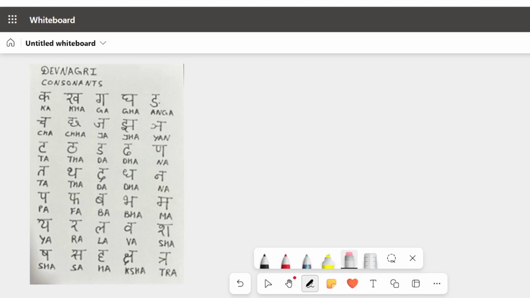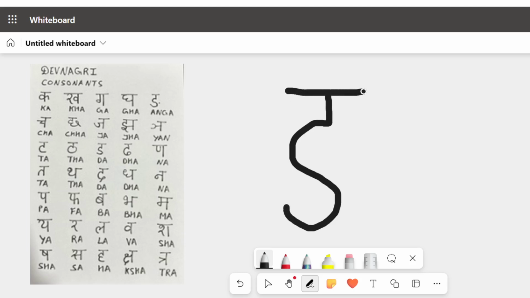The next letter that we have in the row is Da. To write this one, start with a small line, and then letter S is connected to this small line like this. Then the line on the top. This is Da. Retroflex D sound. Let's go to the next one.